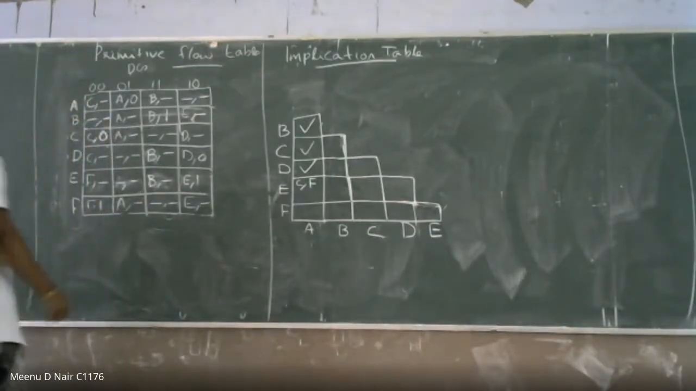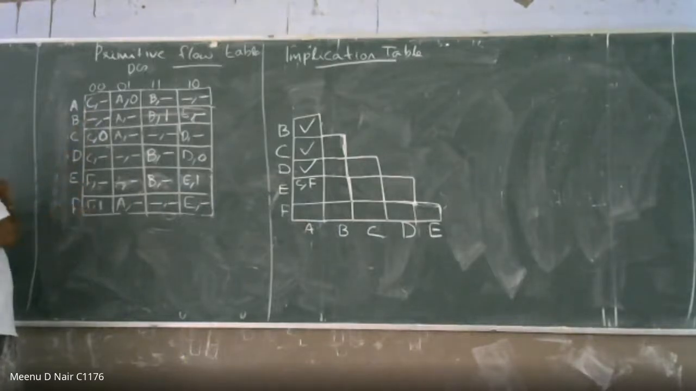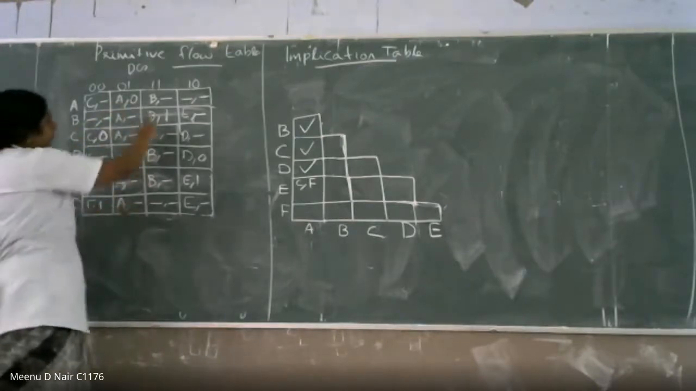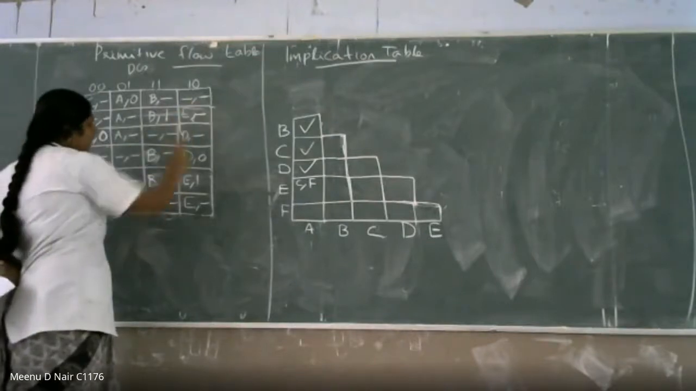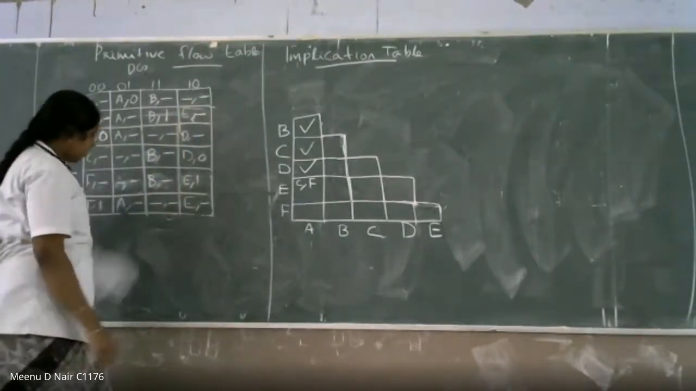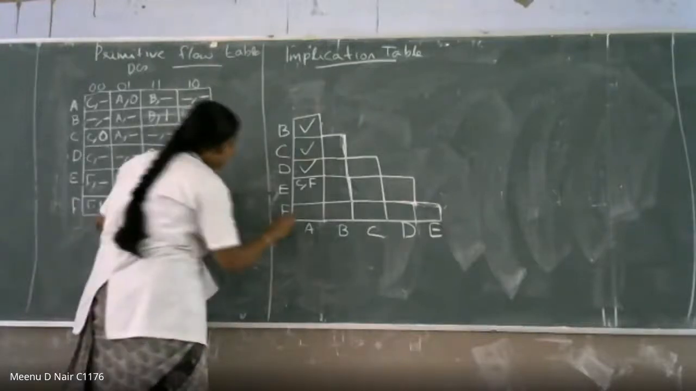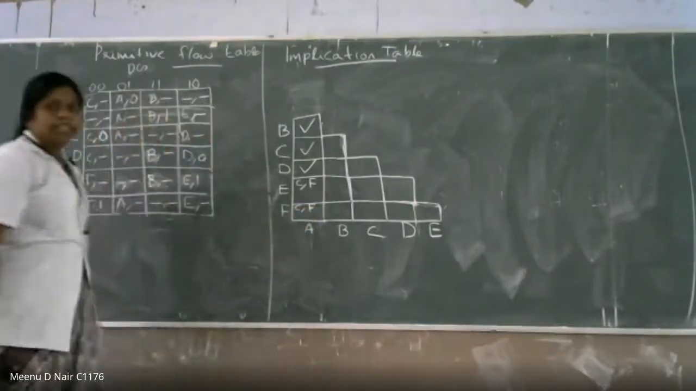Next one is A and F. What is C comma F? C comma dash, F comma 1, that is not comparable. A comma 0, A comma dash is comparable. B comma dash comma dash is comparable. Dash comma dash, C comma dash is comparable. So here also one thing, that is C comma F. E comma F is not comparable in this cell.